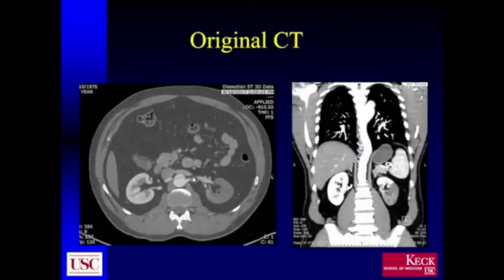You can see that there is a membrane here, typical of a dissection in this particular case, and one of the complications is that they may actually affect blood flow to the origins of the arteries that arise from the aorta and can actually cause infarction of the bowel, of the kidney, and other structures.